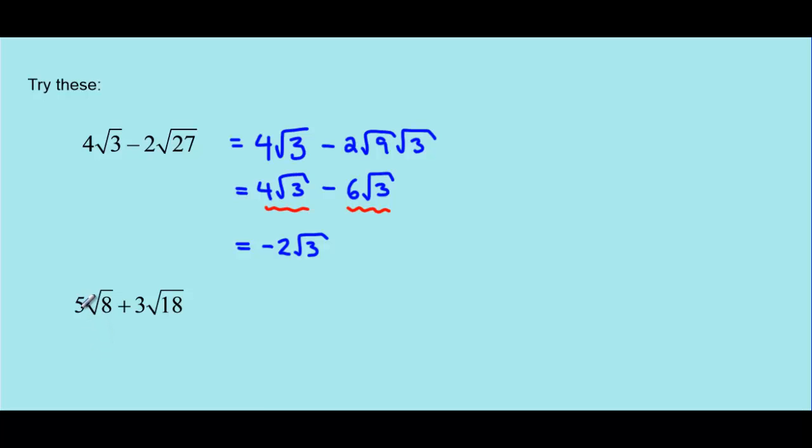Okay, let's do another one. 5 root 8 plus 3 root 18. Again, not currently like terms, so let's try to simplify these before we add them together. Root 8 can be split into root 4 and root 2, where root 4 is our perfect square.